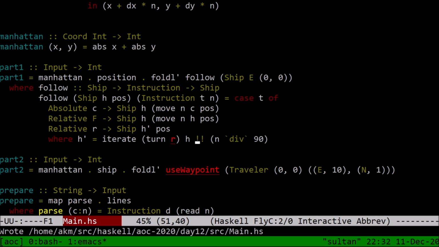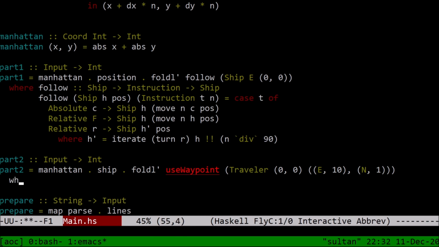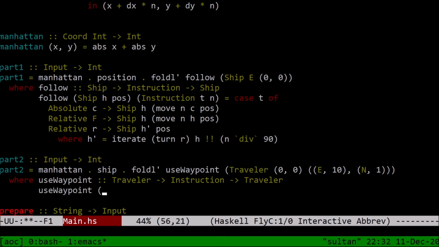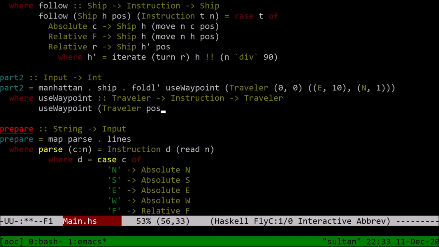Okay. Indent that a bit more. There you go. Where use waypoint. Now we have some stuff to do, right? It's a function from traveler to instruction to traveler. Oh, traveler. Pause. Waypoint, I guess. Maybe we'll need to break it down more, but equals something. And instruction TN.